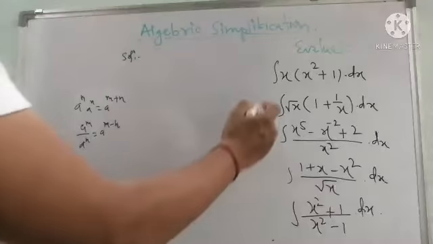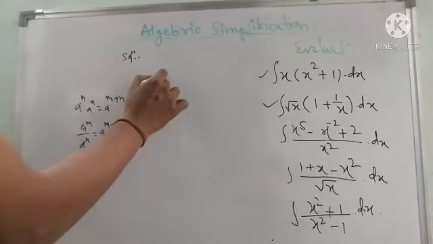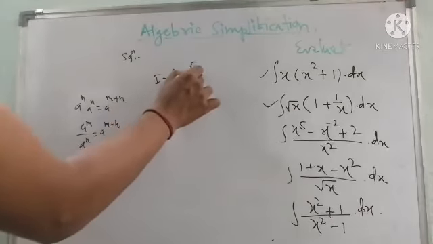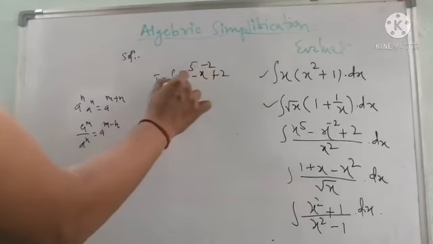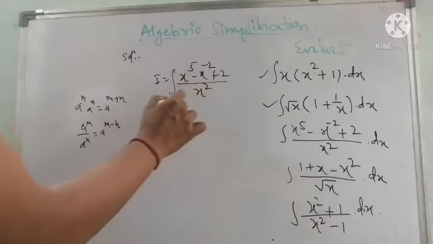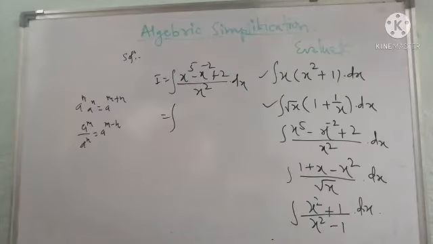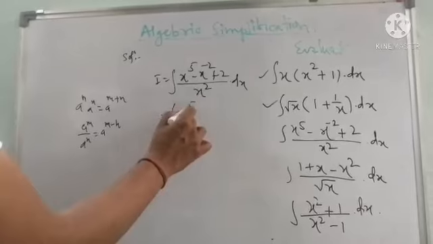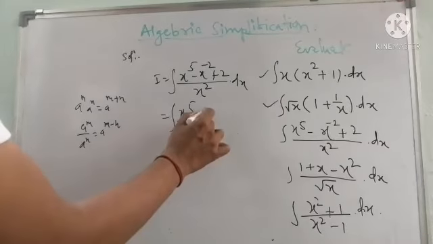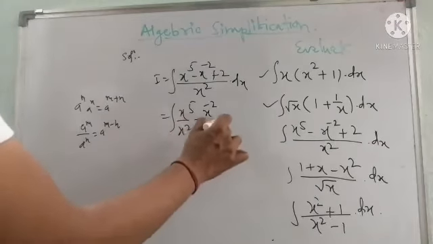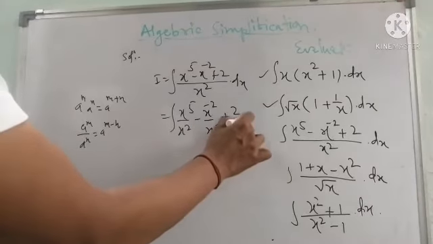In the third example, the first two are completed. Third, I is equal to the integration of x raised to 5 minus x raised to minus 2 plus 2, divided by x raised to 2, into dx. Now, here the numerator contains addition and subtraction of number terms and the denominator is common. By using algebraic simplification, we separate the denominator. Always remember this simplification: x raised to 5 divided by x square, minus x raised to minus 2 divided by x square, plus 2 divided by x square, into dx.